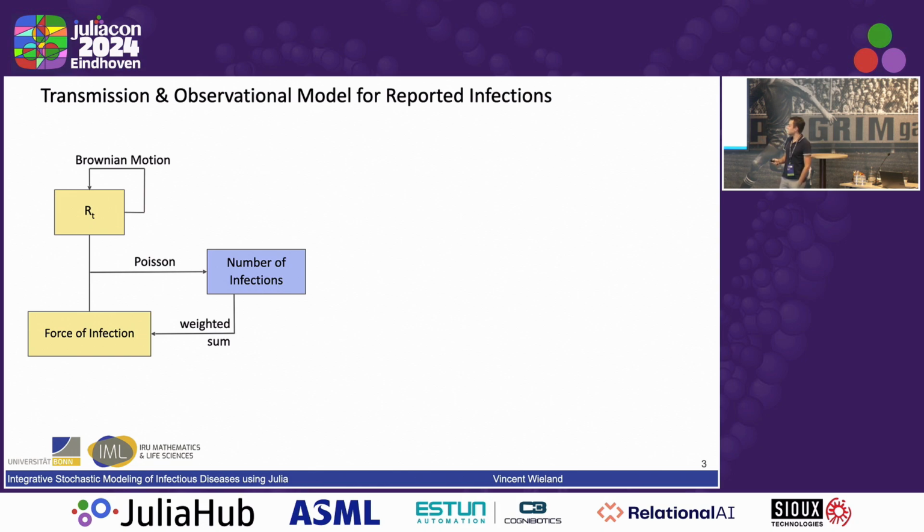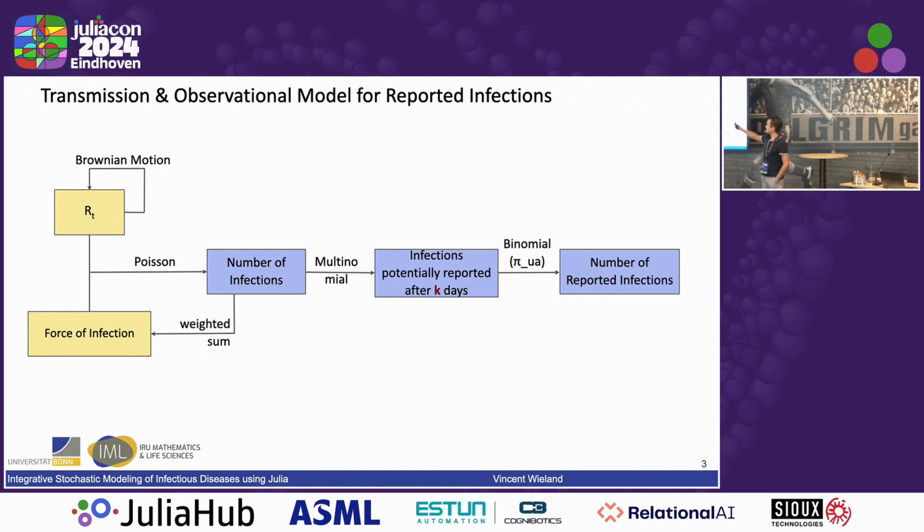Having the number of infections as a Poisson distributed random variable, we can then map from this number of infections to the next k days at which these infections might potentially get reported. So on which days people show symptoms, on which days they then test themselves, and if they test themselves, there's a binomial distribution for whether the test is positive, and so we end up with what we would observe, the number of reported infections. So this is the general modeling setup.